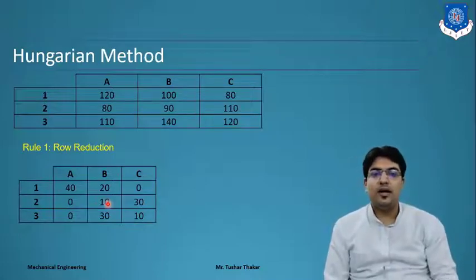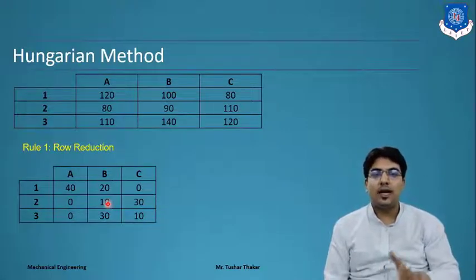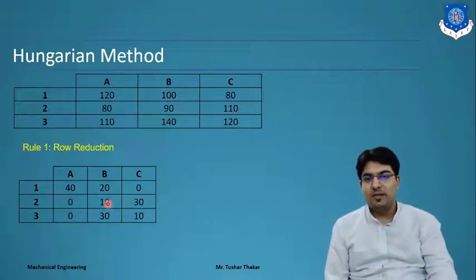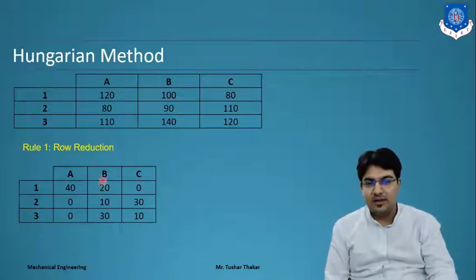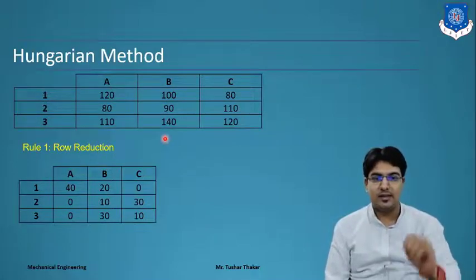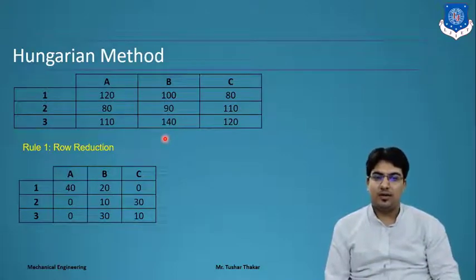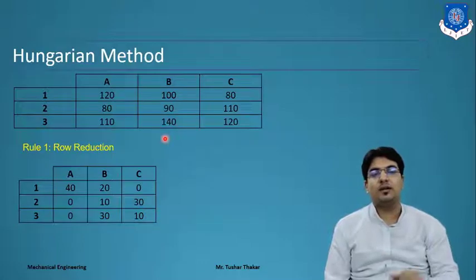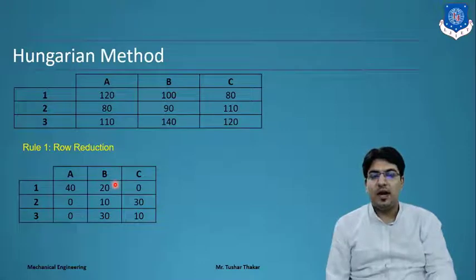But we have to do the next iteration. Why? Because after deducting the minimum value of each row, we also have to check that all rows and columns have a 0 value. Here all 3 rows have a 0 value, but this column has a 0, this column has a 0, but this column has no 0. Means for programmer B we can't assign any work because we haven't any 0, we haven't any assignment.